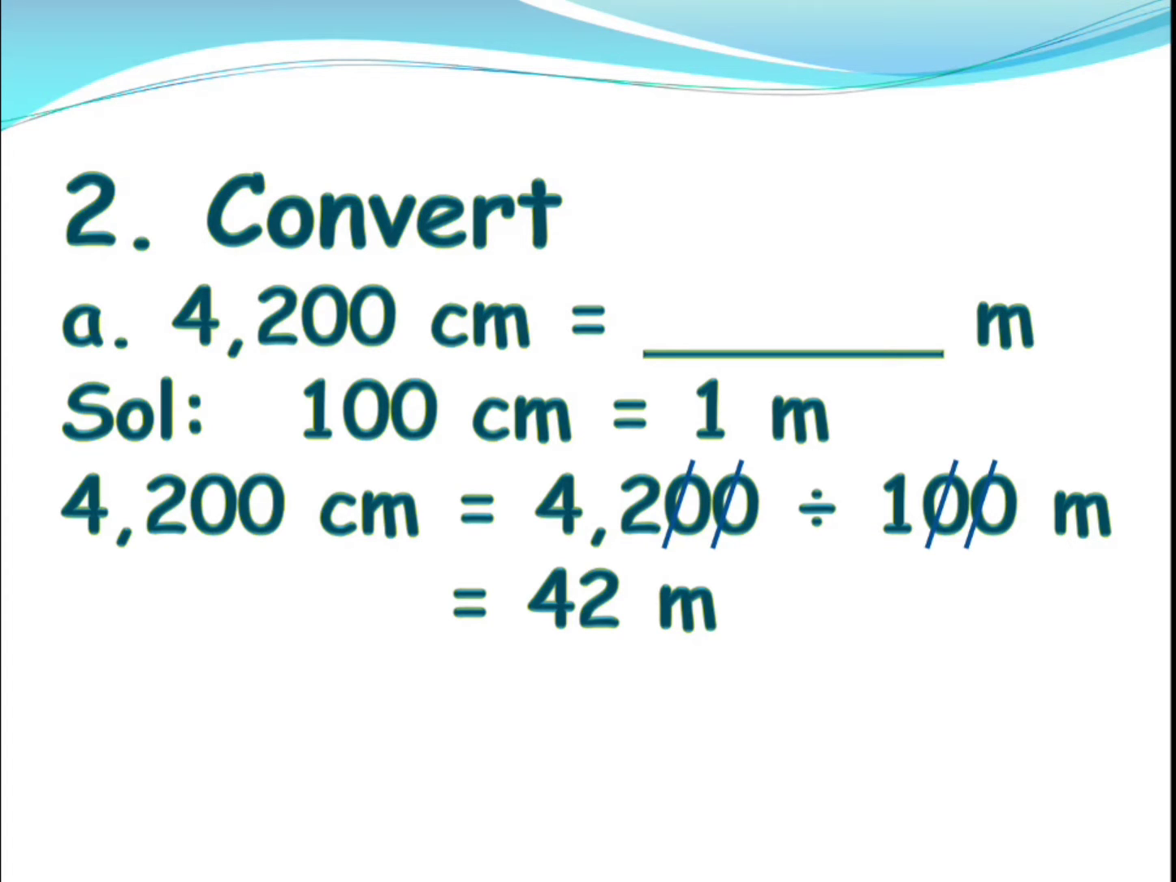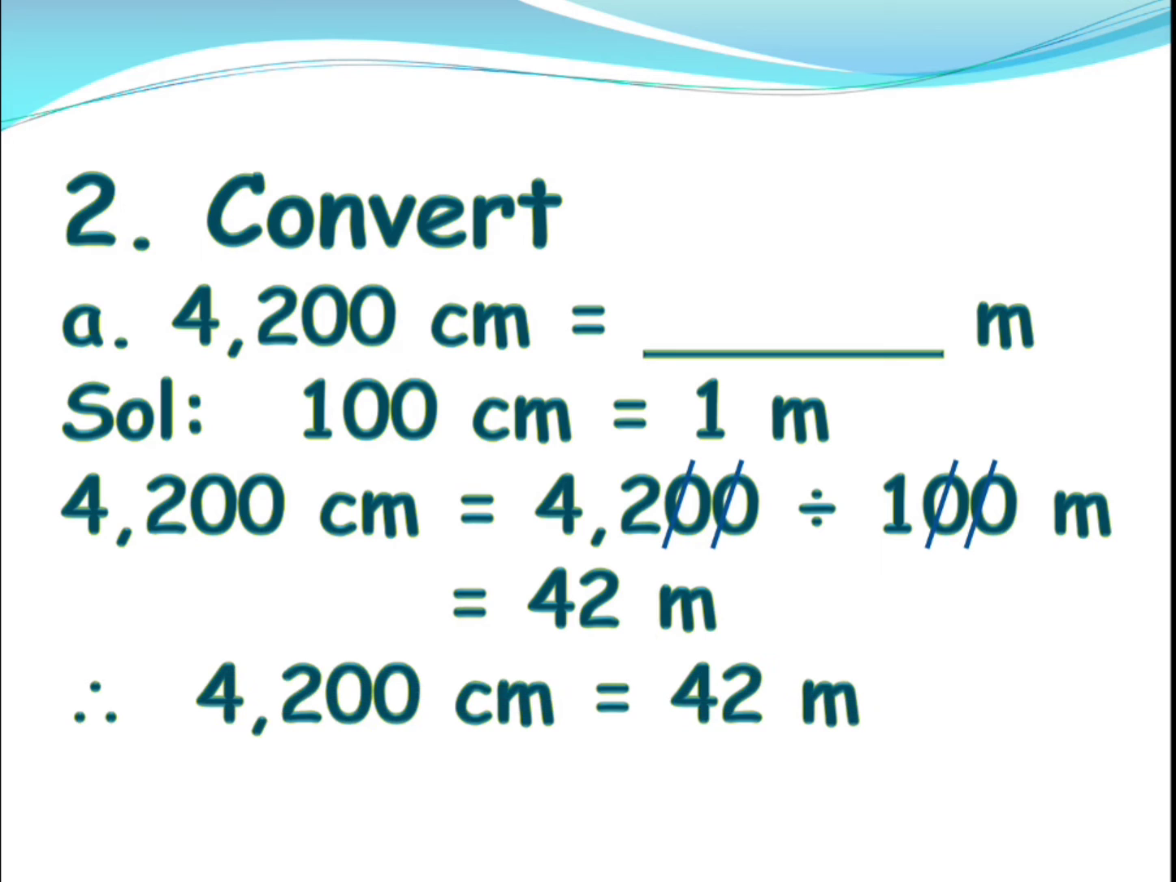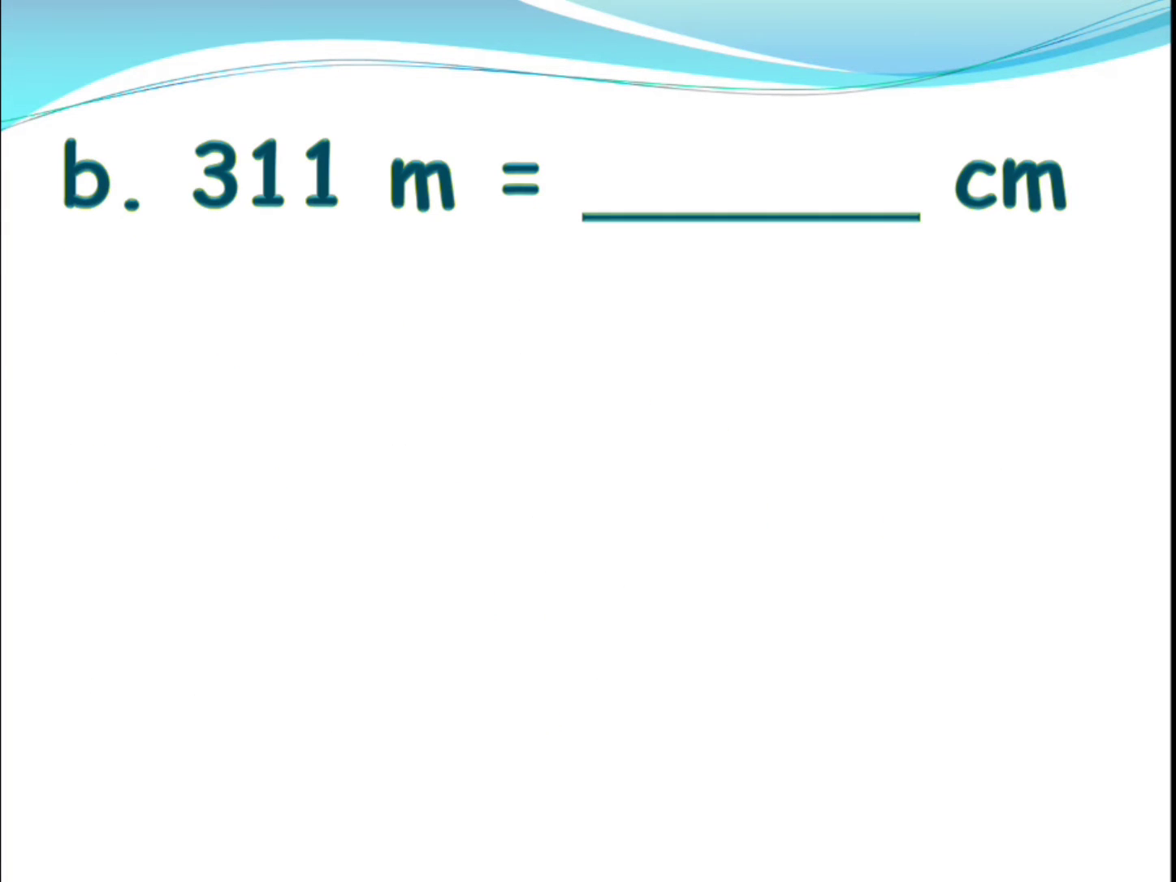Okay, finally what you will write? Therefore 4,200 centimeters is equal to 42 meters. Okay, now let's see next sum. Now here they have given in meters, we have to convert into centimeters. So when we are converting bigger value to the smaller value, then we have to multiply with 100 itself, because it is standard, right? 1 meter is equal to 100 centimeters, or 100 centimeters is equal to 1 meter.